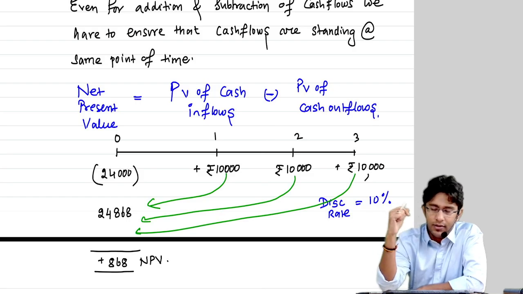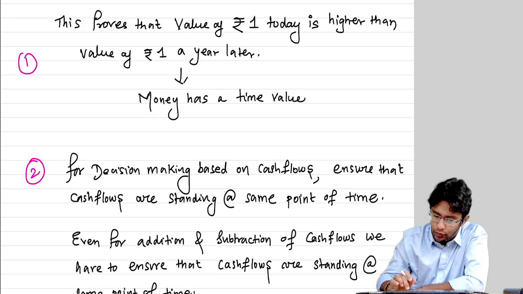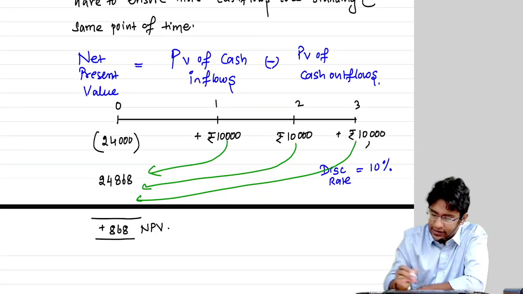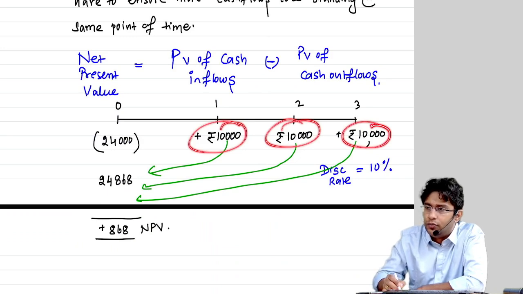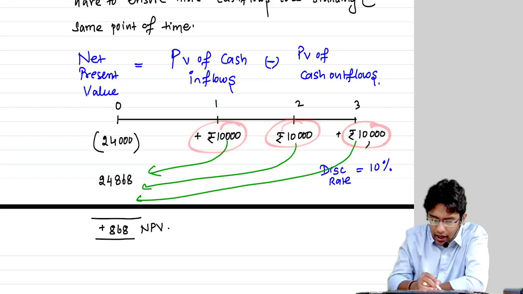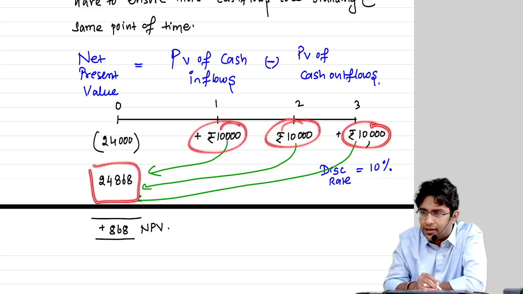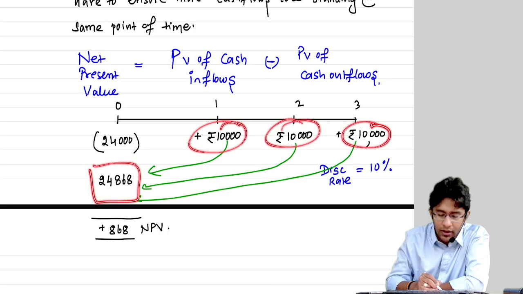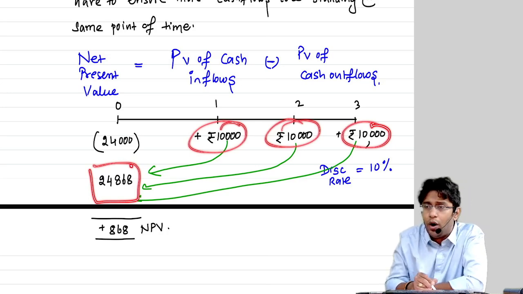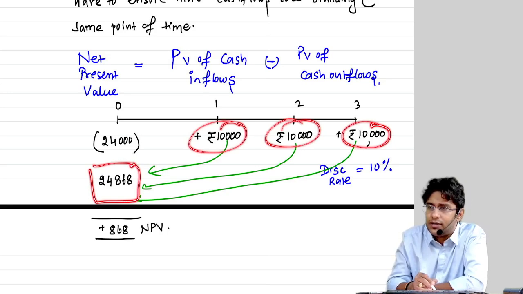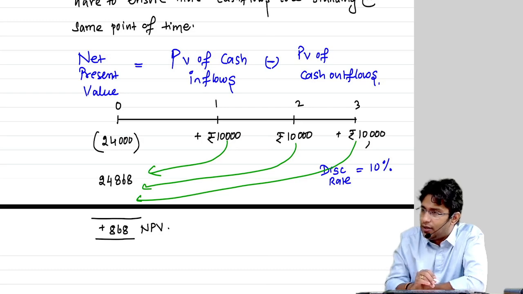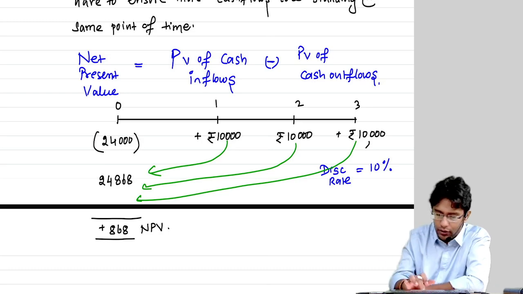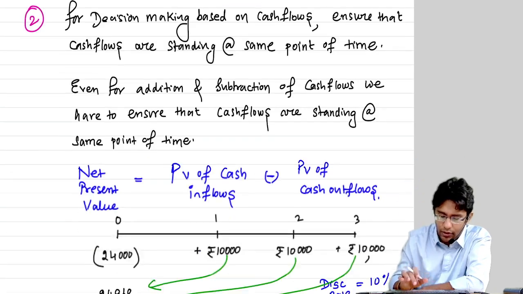By doing this, you understood the two points we wrote, the application of both is there in this. Carefully see, these are standing at different points of time. But after I add them, what did I do? I brought everything to today, and then I have added. Then I got a lump sum figure of 24,868. And then I have to deduct. But if I have to deduct inflow and outflow, they both should also be standing at the same point of time, and therefore I can do this adjustment also. Am I clear here, sir? So this is your basic point of time value of money. Now coming to further discussions.